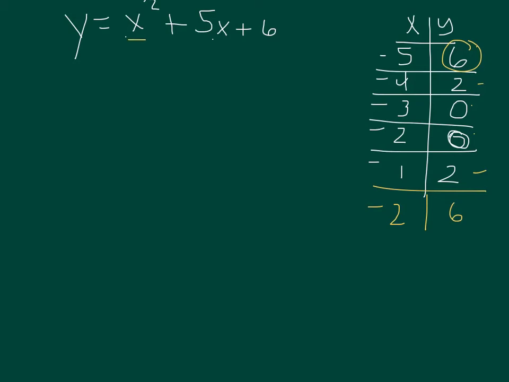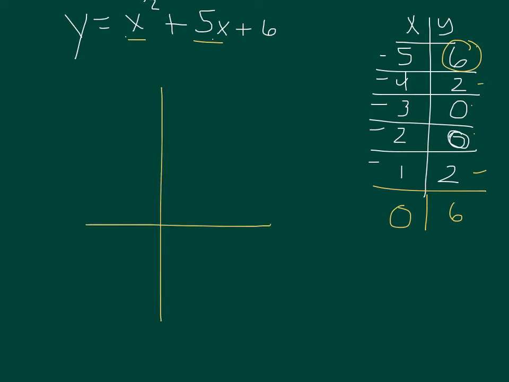So I'm just going to check it out. That's 4 plus negative 10. This is 0. So 0 should be 6. 0 plus 6, so that's 6. Great. So now let's graph this on the coordinate plane.